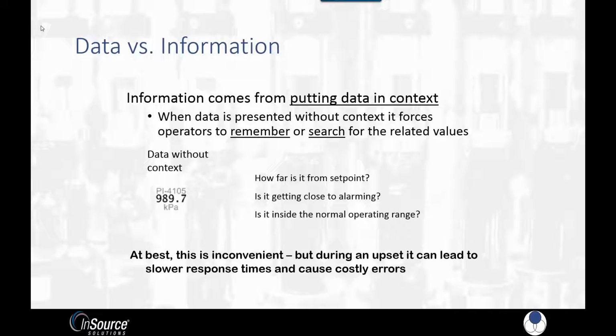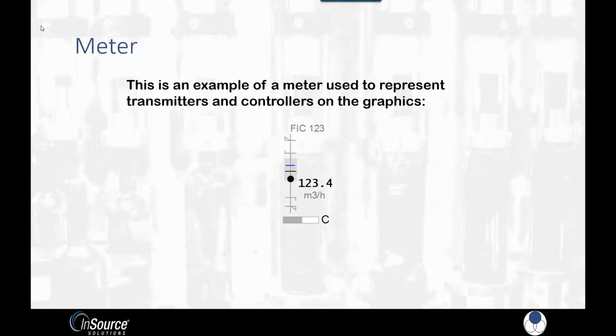Best case, this is inconvenient. Worst case, this can lead to misinformation of operators and poor decision making within the process, which can cost lots of money or even accidents.